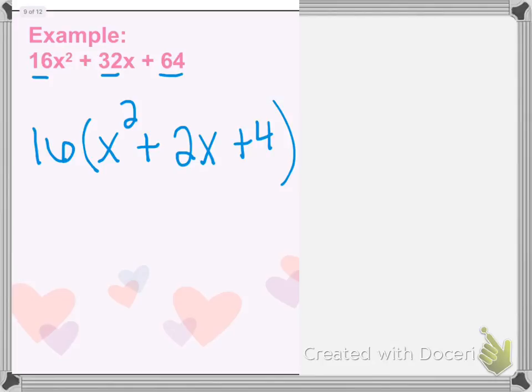What's left inside? So you have to make sure it's not factorable. Can anything multiply to give us 4 and add to give us 2? Nothing else is going to work, so that's as far as that one's going to go.